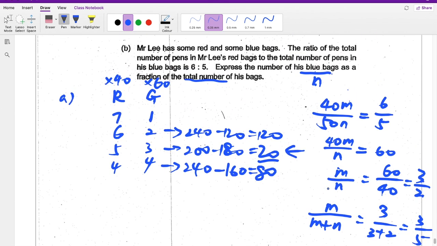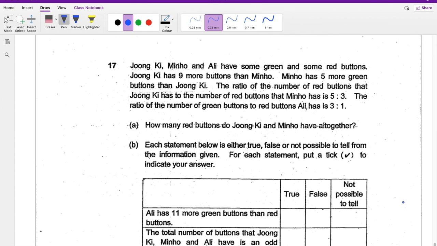So the normal method is we make some assumptions, then based on the given information, for example the ratio, we form an equation. Then based on this equation, we can find the ratio of the two unknowns. Then we see how it is expressed, for example blue over the total. If we want to ask for the ratio of blue over red, we know that blue is 3 and red is 2, so this fraction is 3 divided by 2.